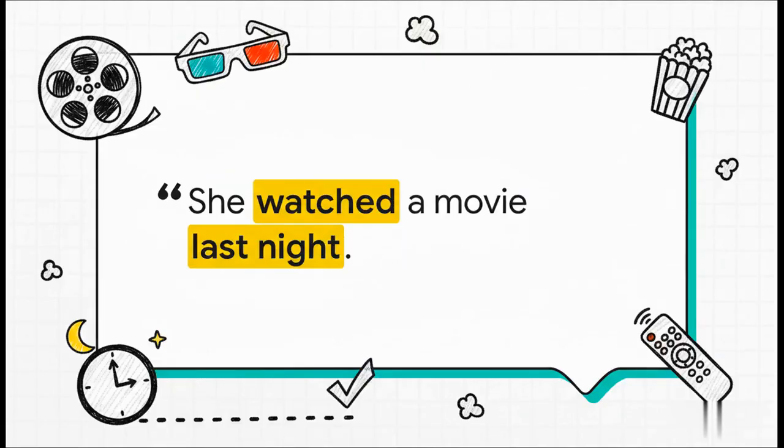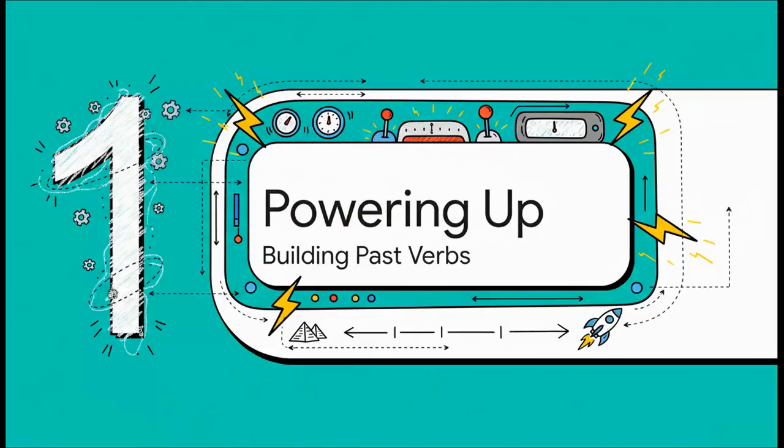Or how about this one? She watched a movie last night. Same idea, right? The action, watching the movie, is finished. It's in the past. We know what had happened. Super simple. Okay, so we know what our time machine does.